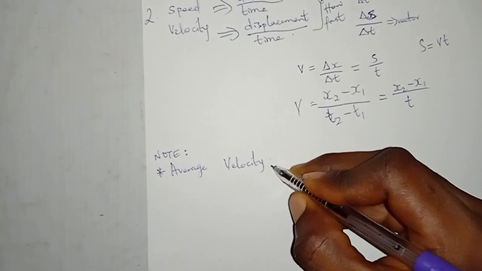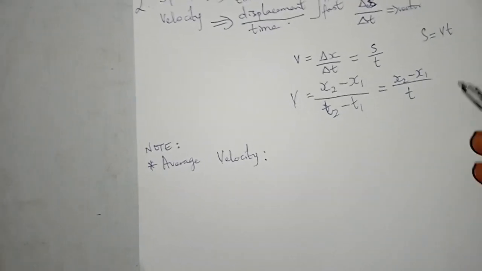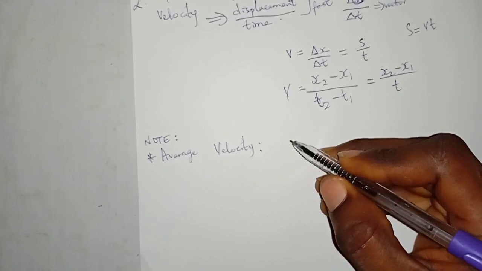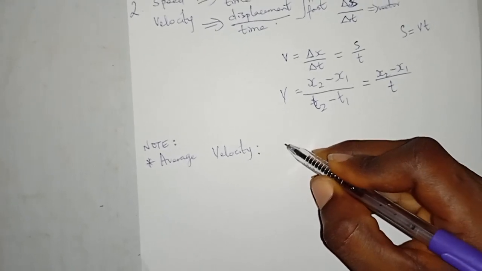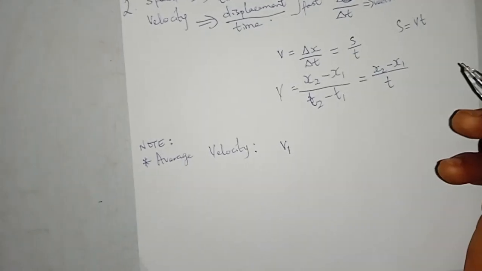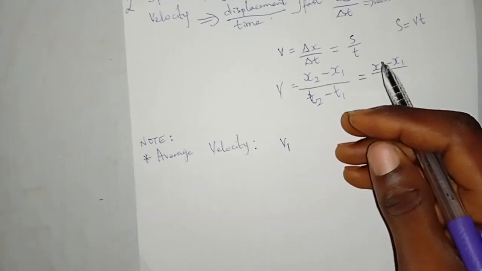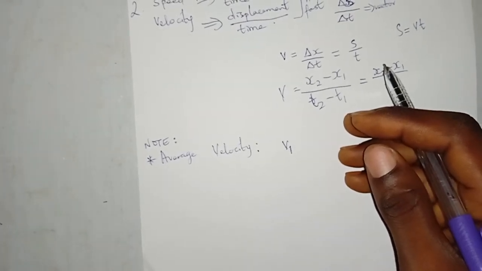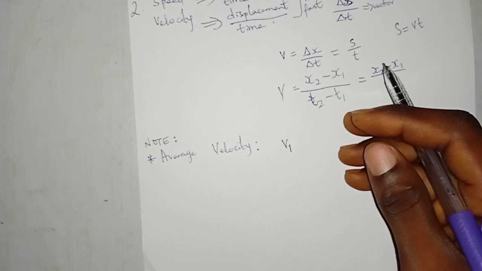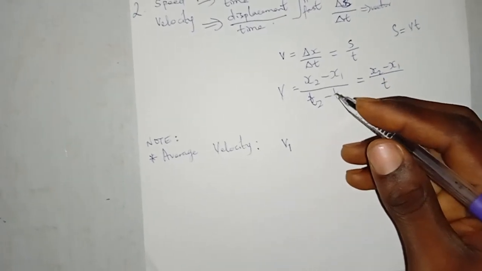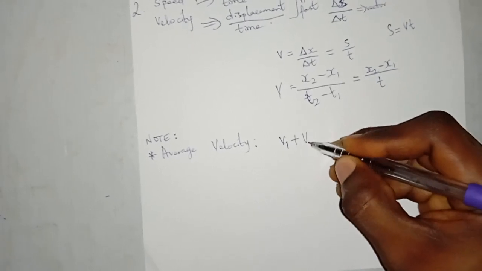Average velocity. So in day-to-day life, there is no time you come and have just velocity. We know that velocity is change in displacement over time. There is no time you come and have, let's say, just one velocity v1, only one change in displacement. Let's say you are going from Aba to Umuahia, or from Enugu to Owerri, or from Lokoja to Abuja, or from Bauchi to Jos. There is no time you have just one change in displacement. You can have as many as possible.